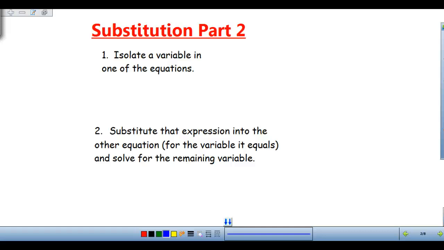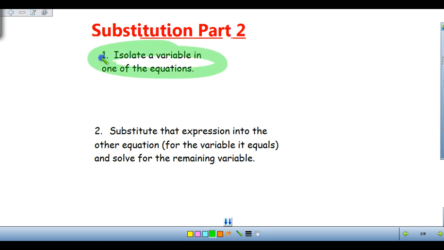All right, well, if you've made it here, good job. You already understand the gist of substitution. So the next level is that, of course, equations aren't going to come to you already with the first variable solved. So the hardest part of substitution, when you really get into it, is the very first step, which is to isolate a variable in one of the equations.